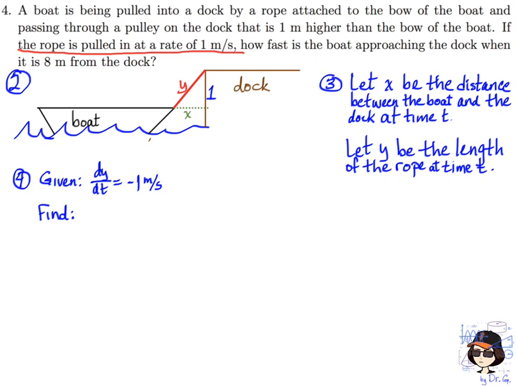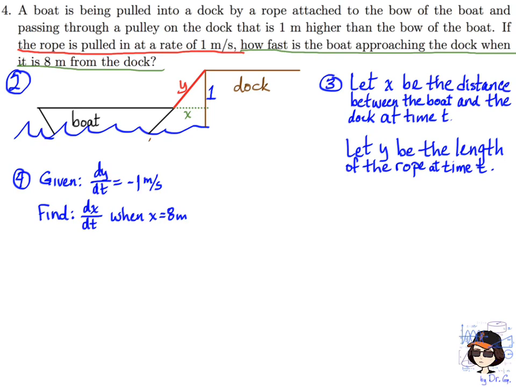Okay. And so we're asked to find how fast the boat is approaching the dock when it's 8 meters from the dock. So the distance between the boat and the dock is x. So the rate that we're asked to find is dx/dt, and we're asked to find dx/dt when x is 8. So when the boat is 8 meters from the dock.